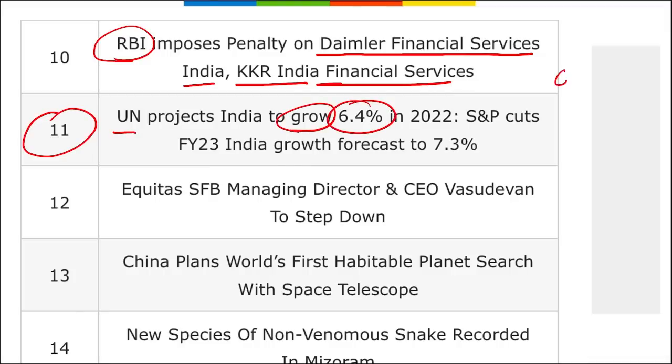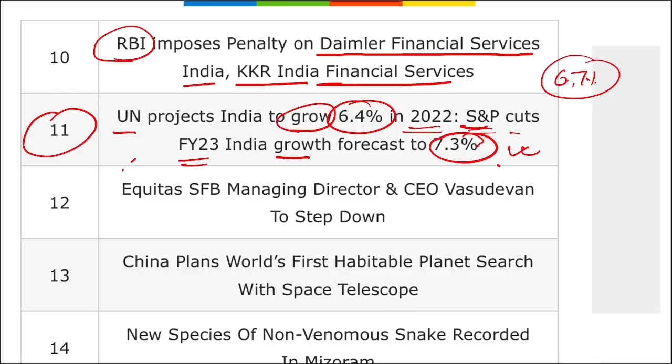Earlier they stated that India will be growing by 6.7%, but now they have reduced it to 6.4% in the year 2022. S&P has cut fiscal year 2023 growth for India forecast to 7.3%. All right, S&P to 7.3, UN to 6.4%. Then moving on, Equitas Small Finance Bank's managing director and CEO has resigned from this position.